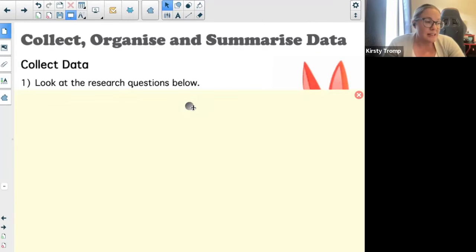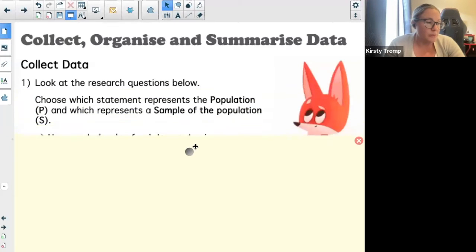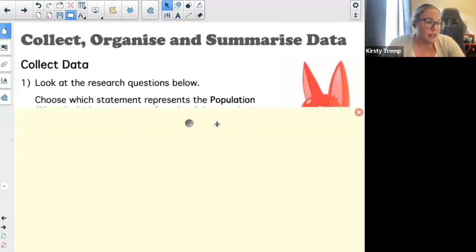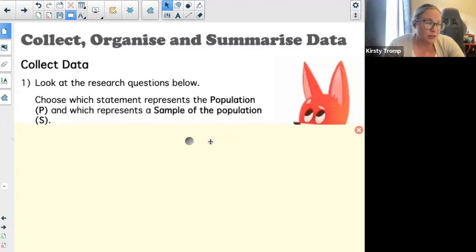So number one says to us, look at the research questions below. Choose which statement represents the population and which statement represents a sample of the population. Now, guys, those are terms that maybe you haven't heard before, especially if you haven't started statistics or data handling at school yet, and you're like, man, what's a sample? What's a population? Well, I know what the population is because we learn about it in LO and we learn about it in geography, but why does it have anything to do with maths?